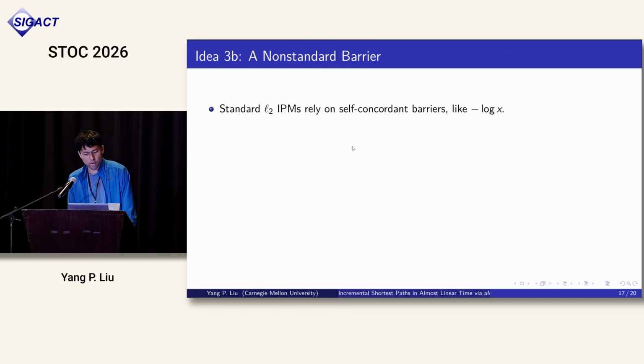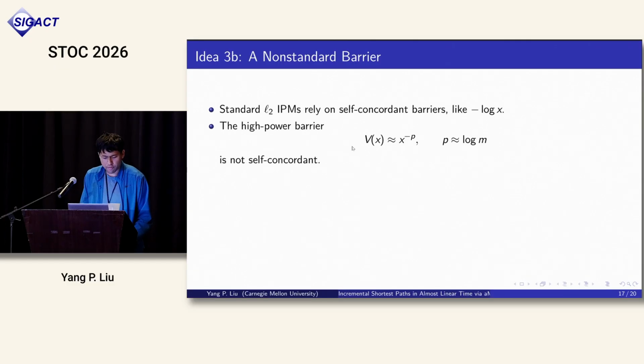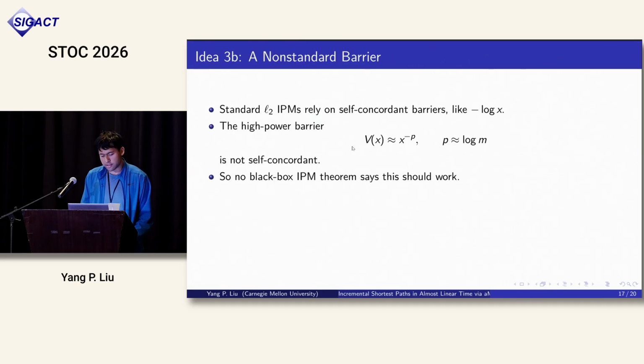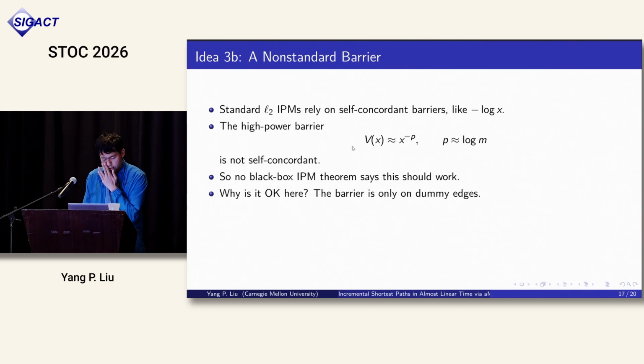Just wanted to say a couple more words about this high-powered barrier. As in a standard interior point method, it uses this thing called a self-concordant barrier, like negative log x. However, this high-powered barrier, x to the minus p, is not self-concordant, and thus standard interior point method analysis does not really say anything about whether this algorithm should work.